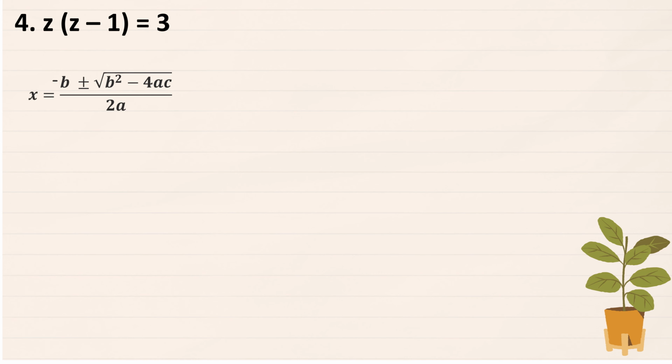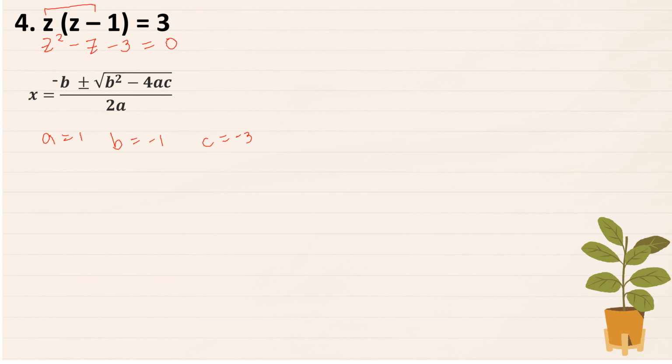z times z minus 1 is equal to 3. Thus, we are going to distribute first. The z there will become z squared. And then the z times negative 1 is negative z. We can now transpose the 3 there, so it becomes negative 3, and this will be equated to 0. So for that, our A is 1 because there is a 1 in there. And our B is negative 1 because there is a negative 1 in here, understood? Okay, and our C is negative 3.